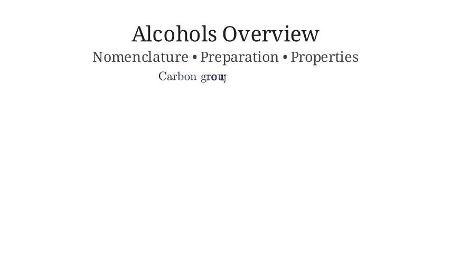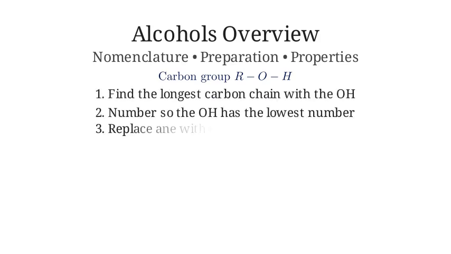An alcohol is any molecule with an oxygen atom bonded to a hydrogen atom and to a carbon chain. We call that group an OH or hydroxyl group. So the simplest formula we write is R-O-H, where R stands for any carbon group. We name the parent carbon chain by the longest chain with the hydroxyl. Then we number so the OH gets the smallest number, and add the suffix -ol to the alkane name.